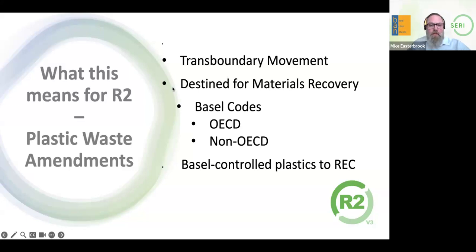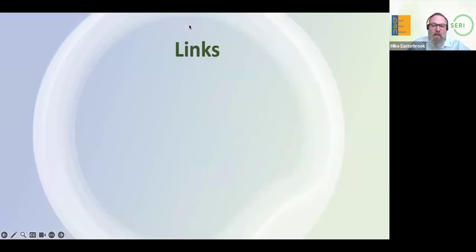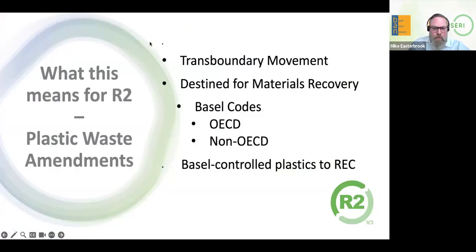So that is published on the OECD website, and it lists out each country's national legislation. That was the result of the non-adoption of the categories Y48 and B3011.